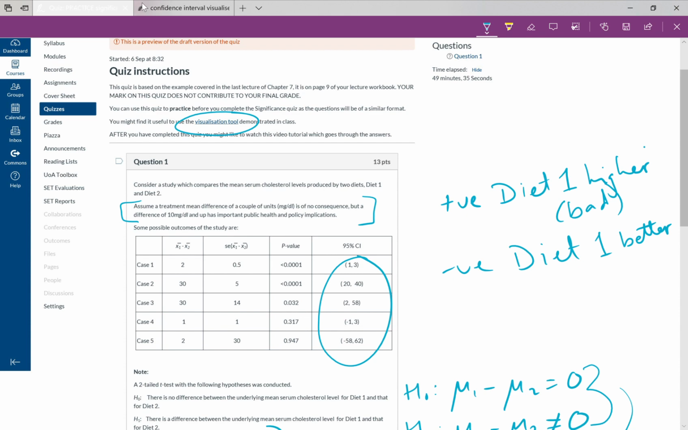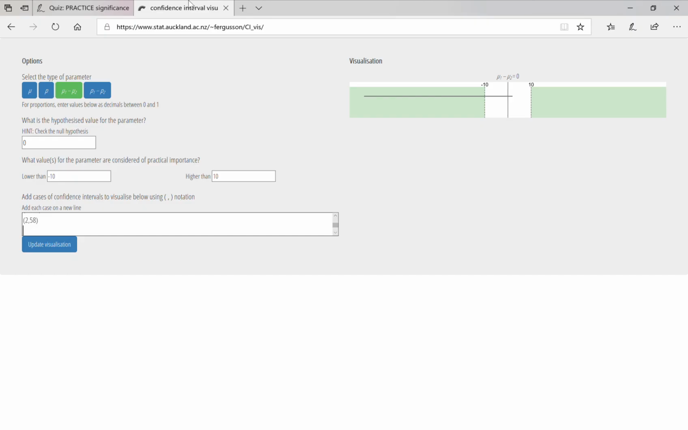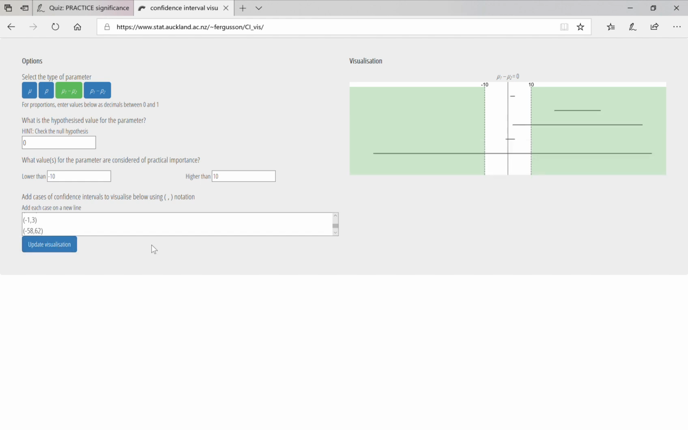Three. And update our visualization. Here we go. So what can we see going on here?